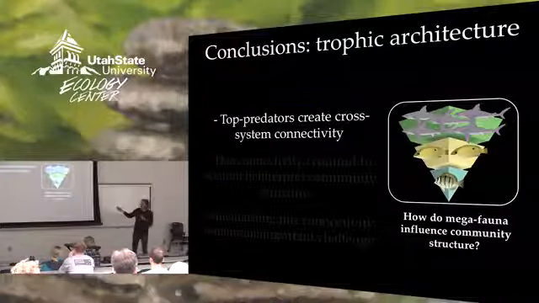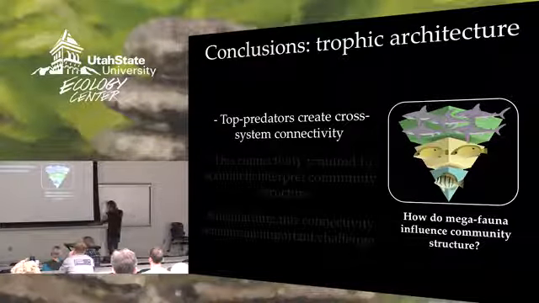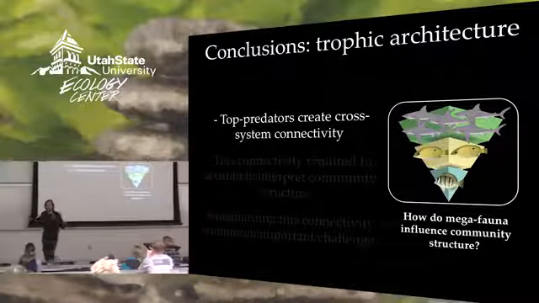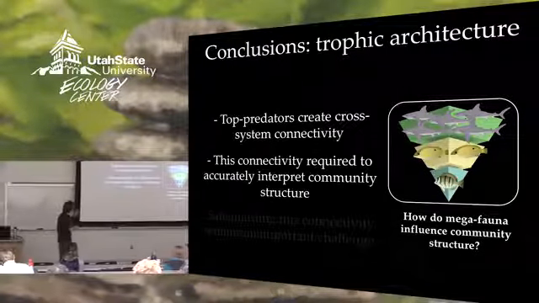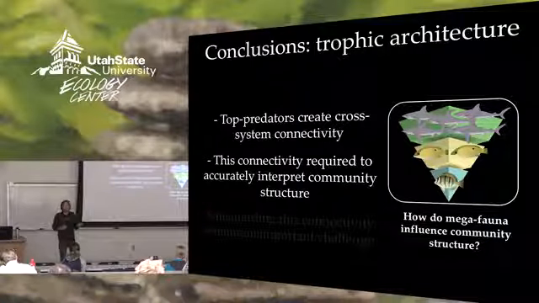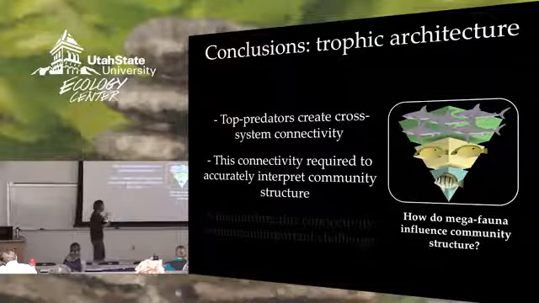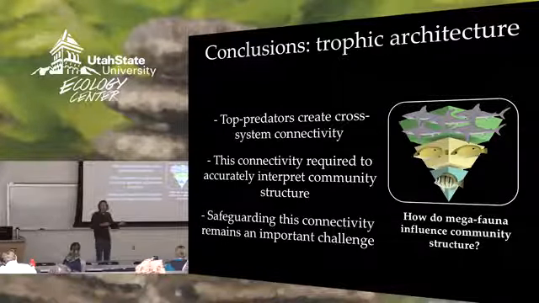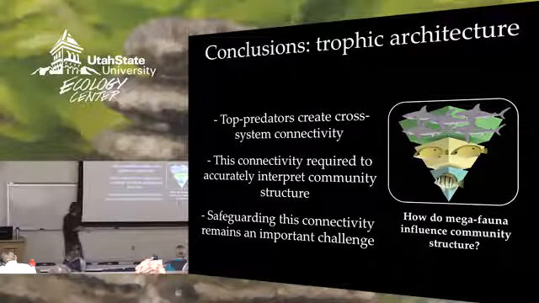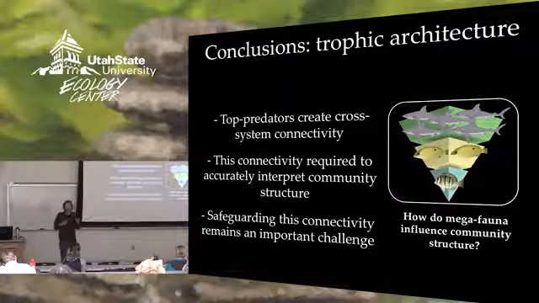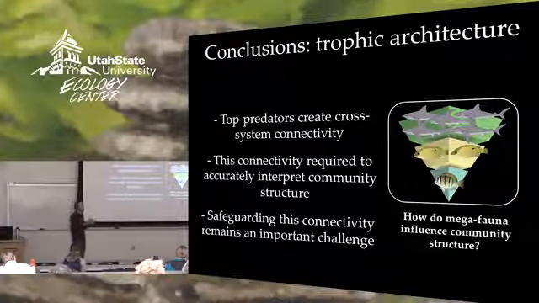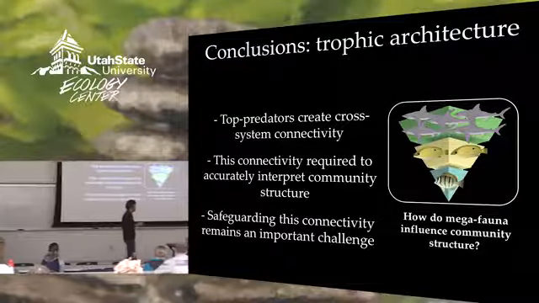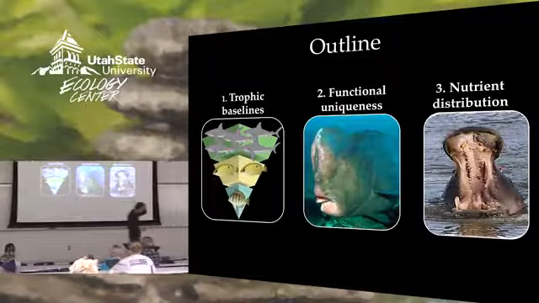Okay, conclusions from story one. Top predators, sharks and others, create cross-system connectivity. They're grabbing energy, grabbing resources from other communities. This connectivity needs to be visualized chemically, sometimes electronically, to be able to interpret the structure of the community that is under study. And understanding something about this connectivity feeds back into how we think about safeguarding it and the role that it plays in controlling structure and dynamics in a system like a coral reef.